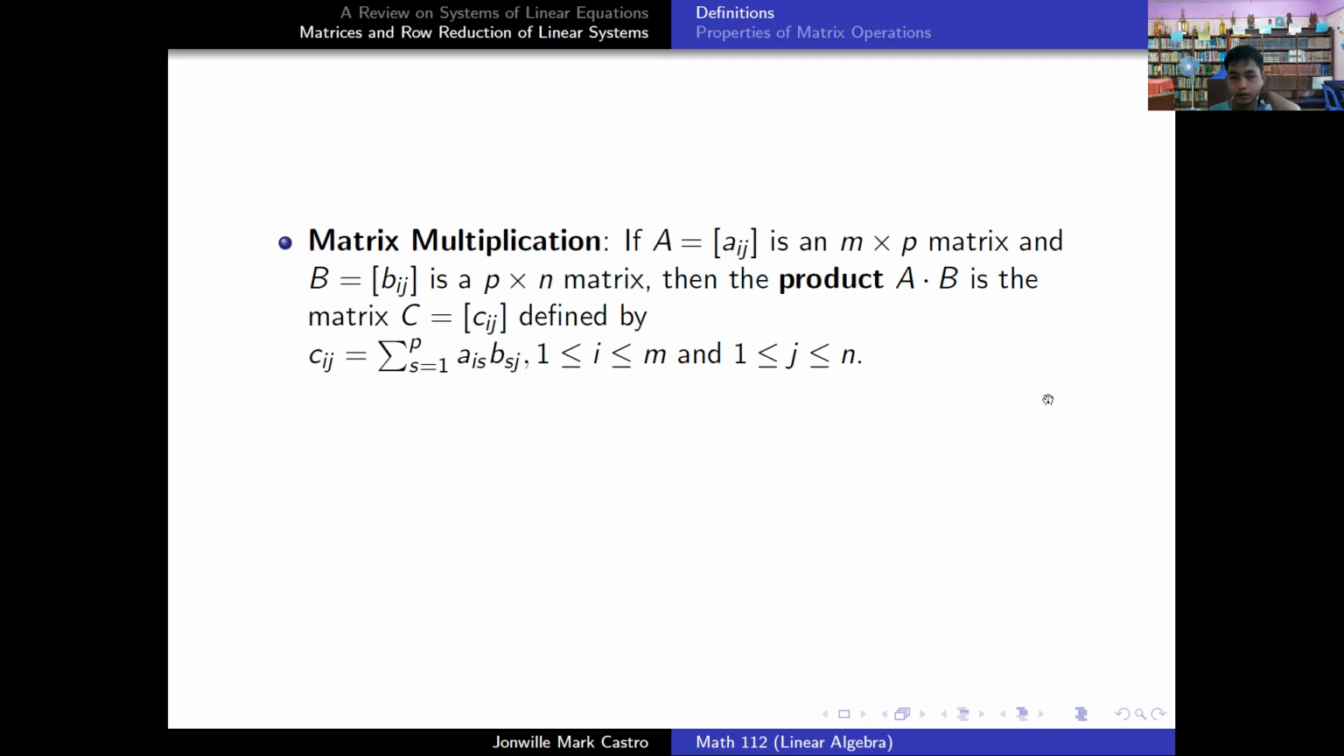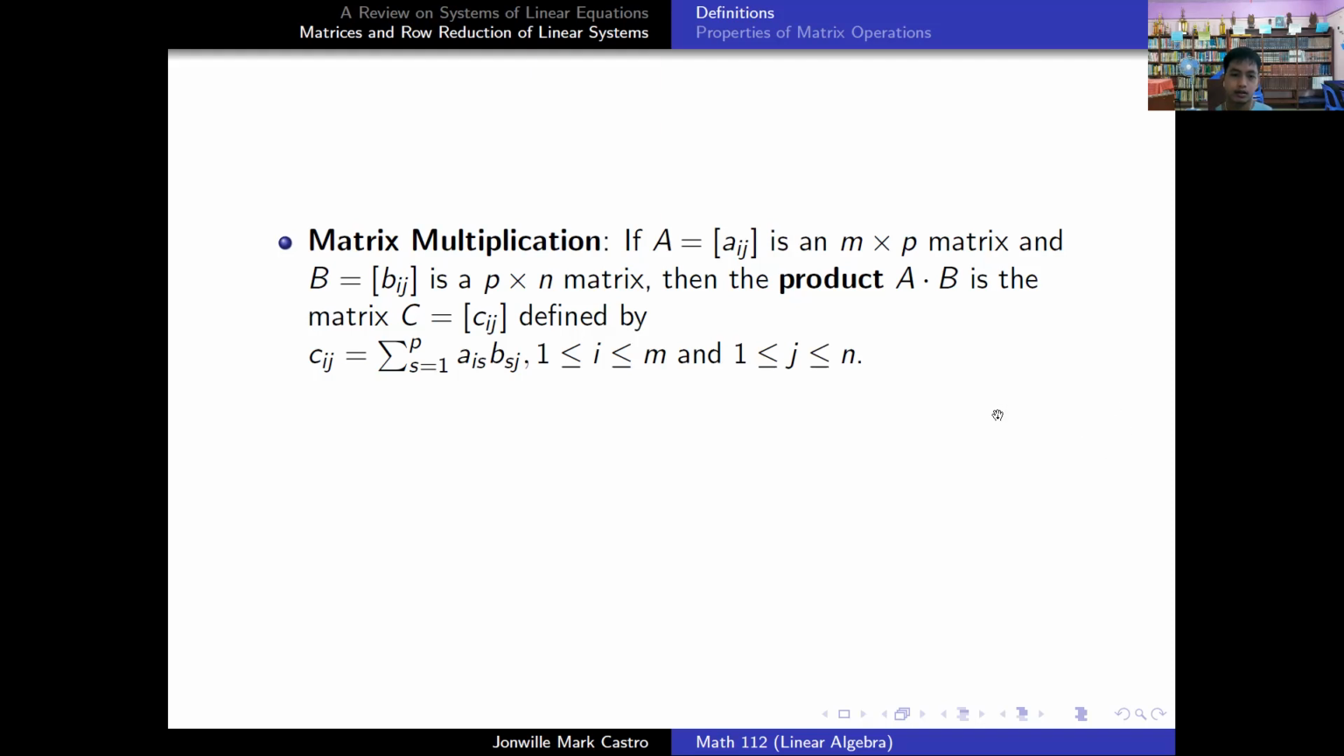Okay. Next is matrix multiplication. So meron tayong m by p matrix at p by n. So para makapag-multiply tayo ng matrix, dapat yung number of columns ng first matrix ay equal sa number of rows ng second matrix natin. So for example, meron tayong 3x4 and 4x5. We can multiply those two to make a 3x5 matrix. Pero kung 4x5 by 3x4, hindi siya pwede.